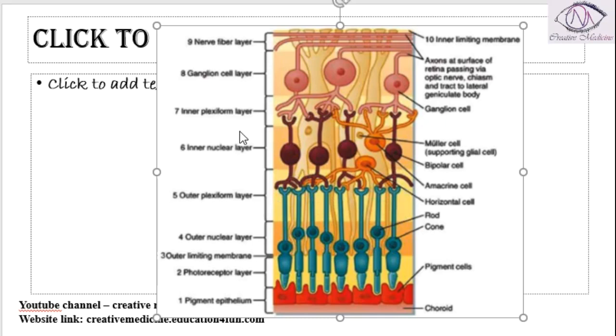Then we have inner nuclear layer. It contains the nuclei of bipolar cells, Muller cells, and even amacrine cells are seen. So bipolar cells, Muller cells, amacrine cells, and horizontal cells nuclei are seen in inner nuclear layer. Then we have inner plexiform layer, which again contains synapses.